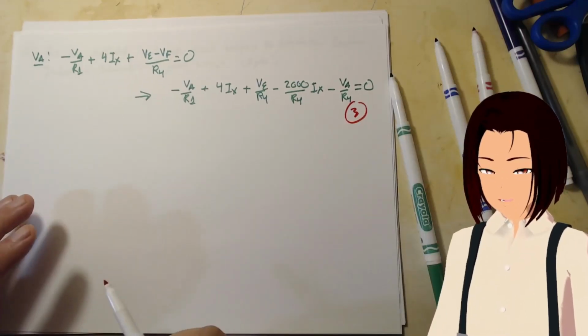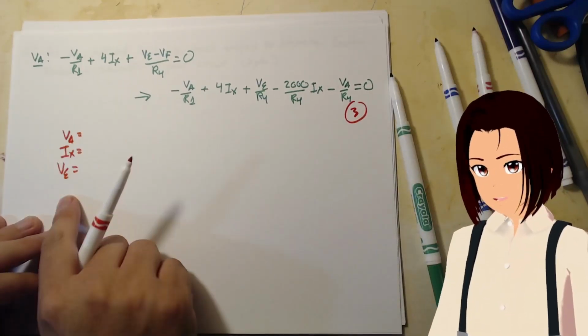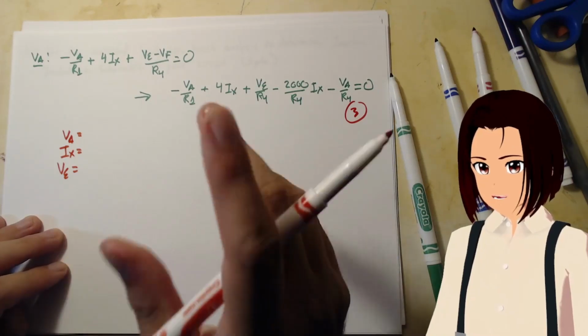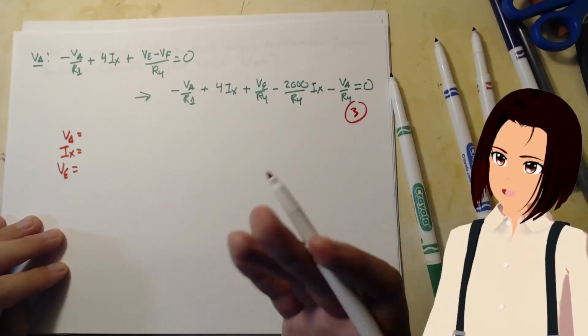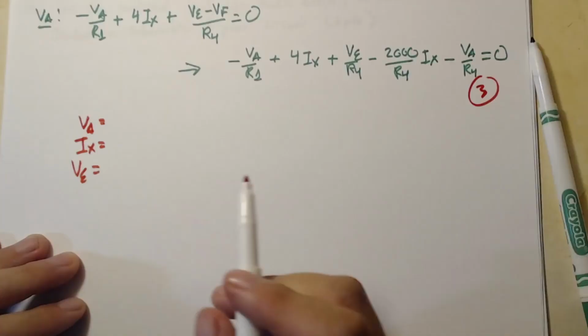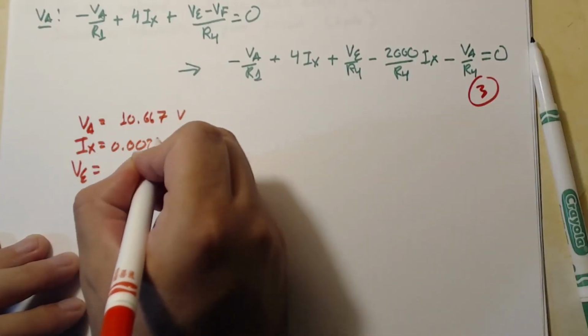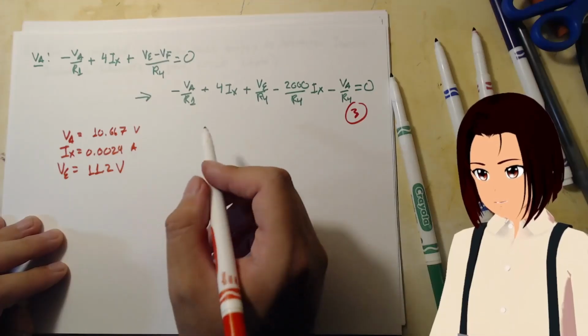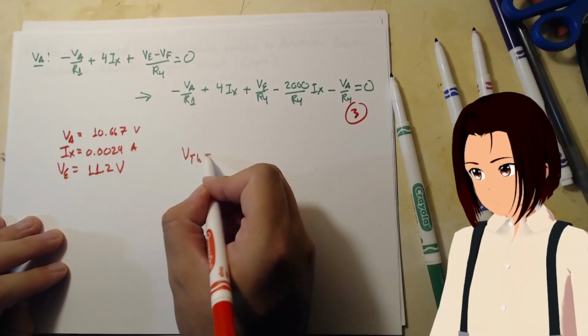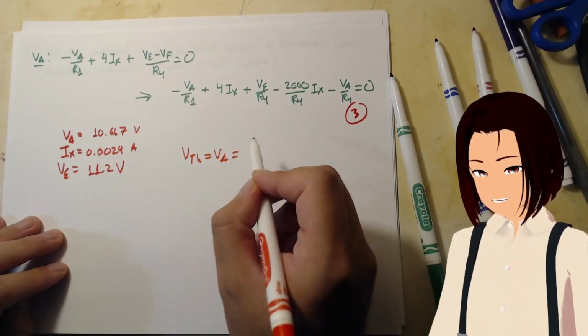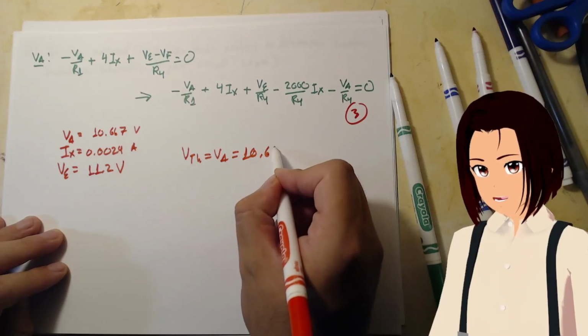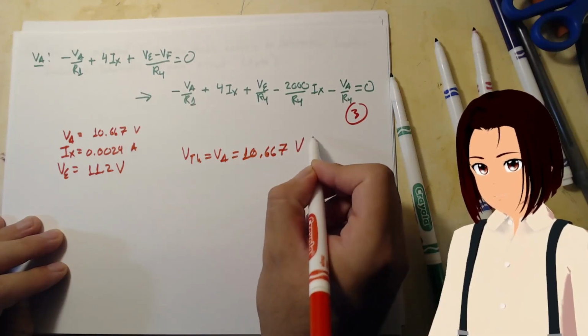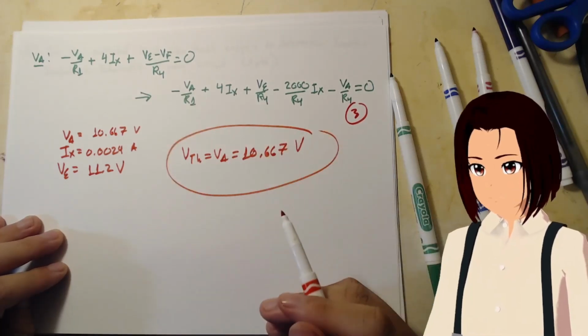So now we want to find these unknowns, and if you put it in a matrix and solve it, here's what you get. We know that Thevenin is equal to VA, and that is just 10.667 volts. And there's your answer for part A. 5 points.